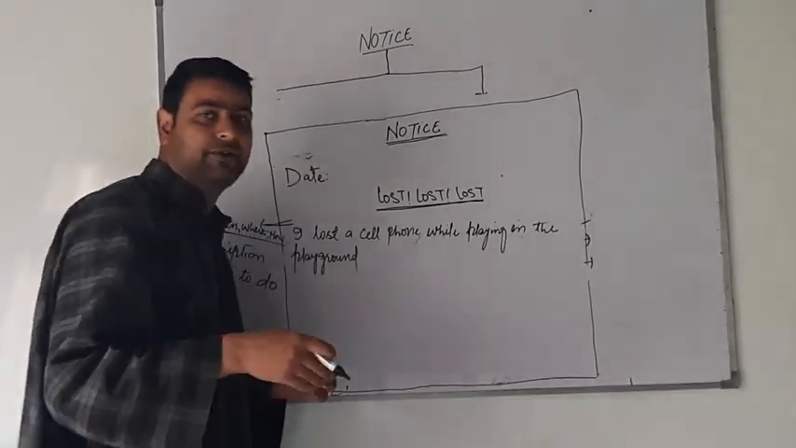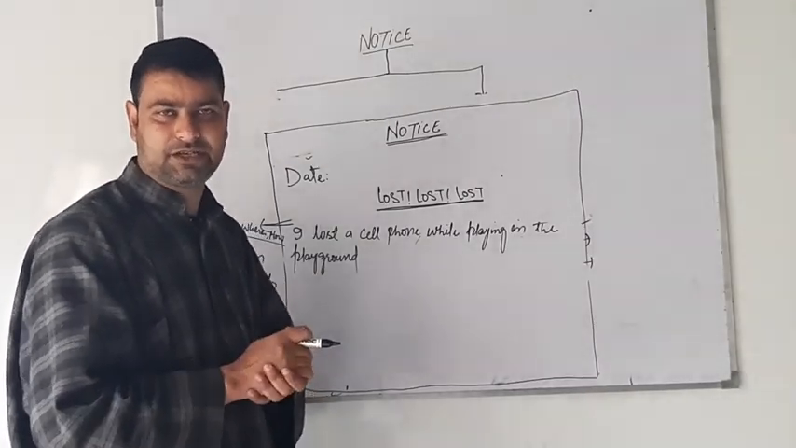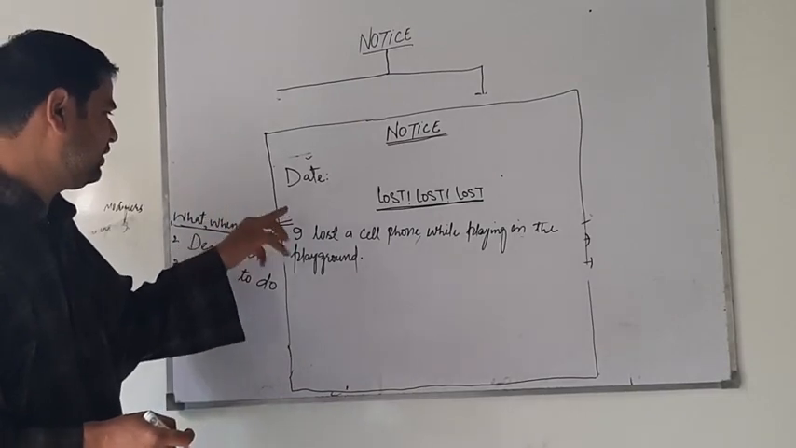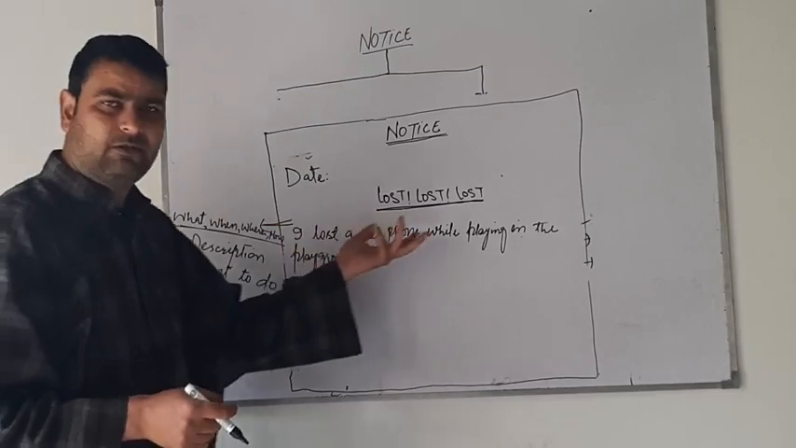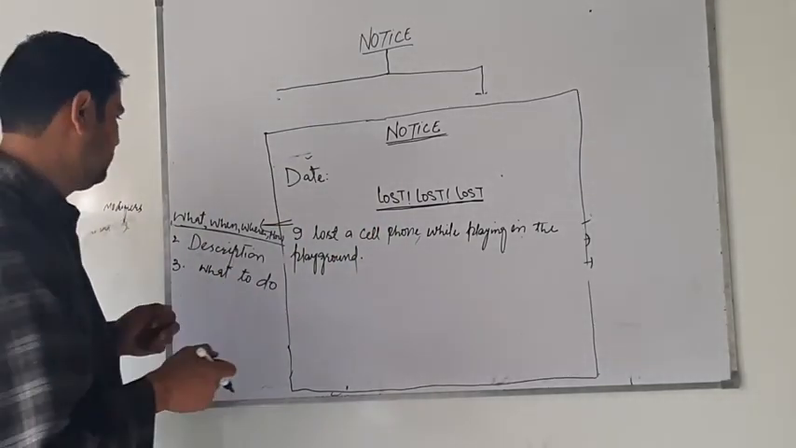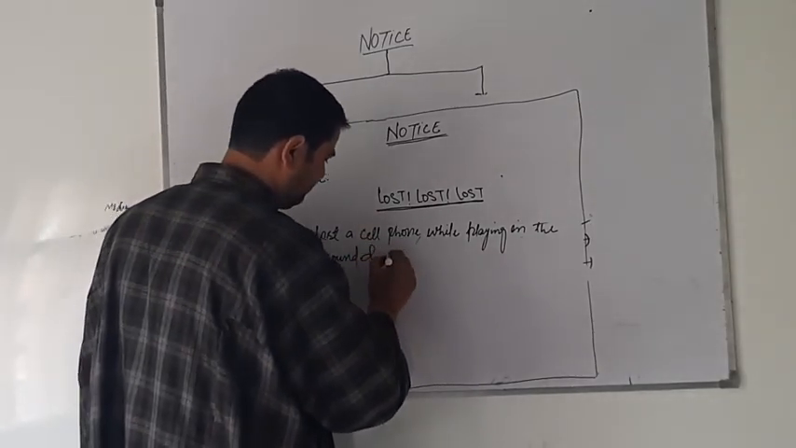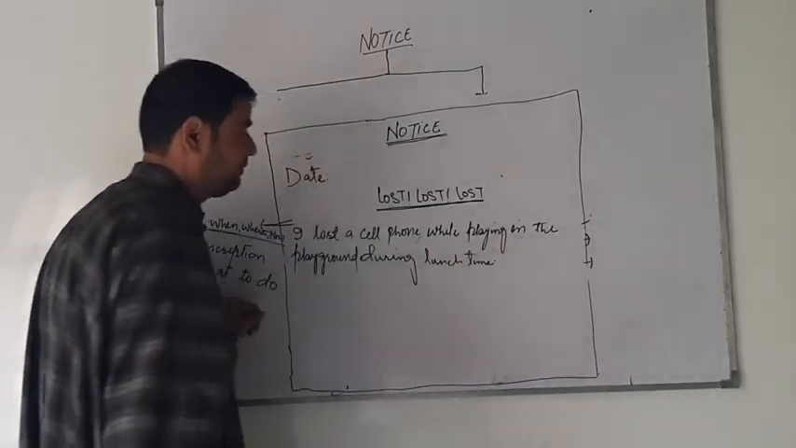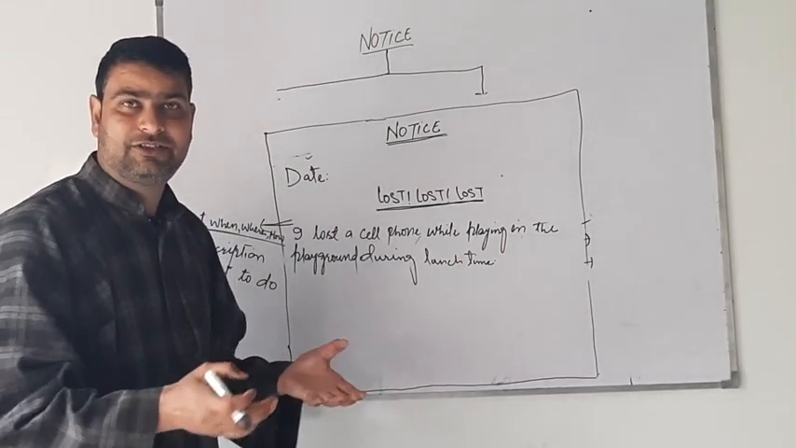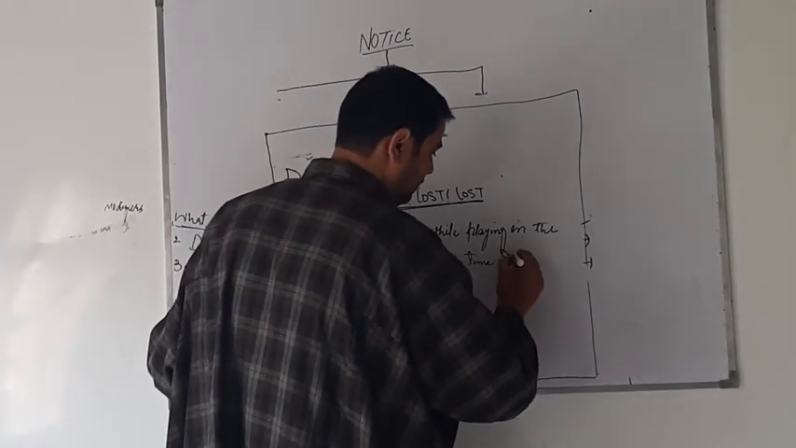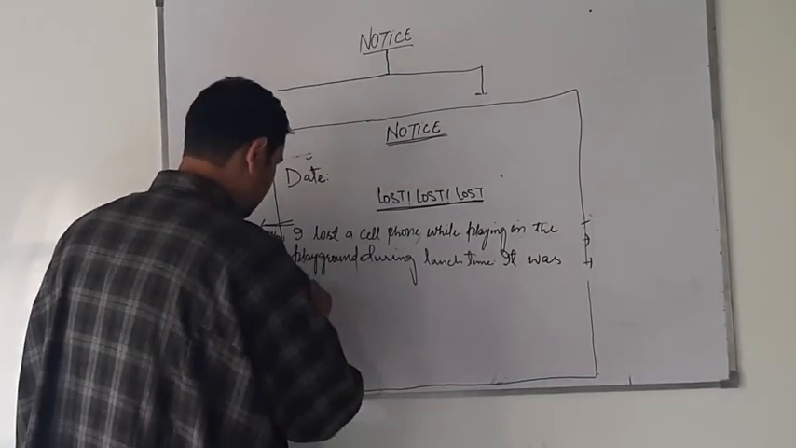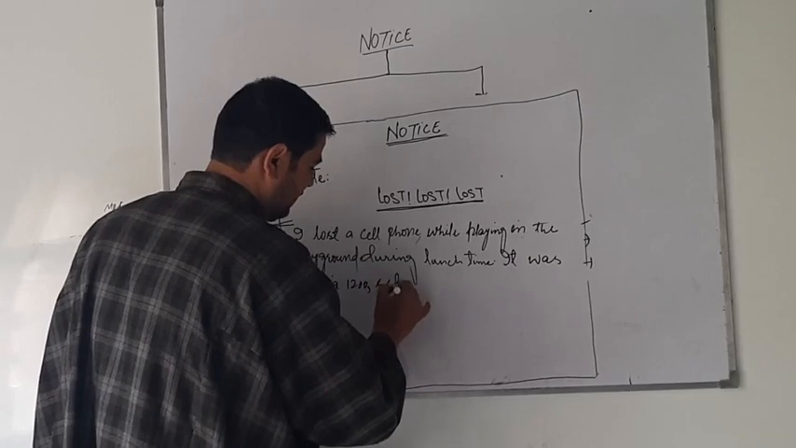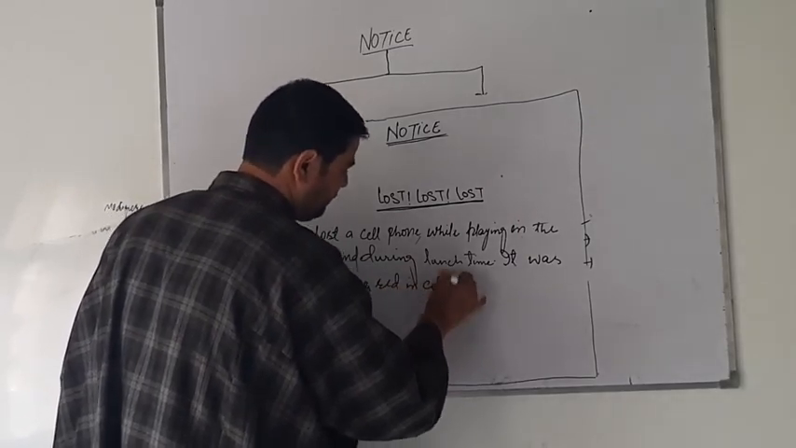This is a sample. I know if your vocabulary is rich, you can write better than this. Then, what, when, where? What? I lost a cell phone. Where? While playing in the playground. When? During lunchtime. Then the small description of the lost thing. I will say it was a Nokia 1200, red in color, full stop.